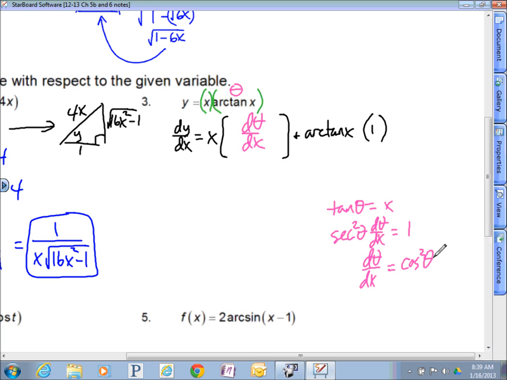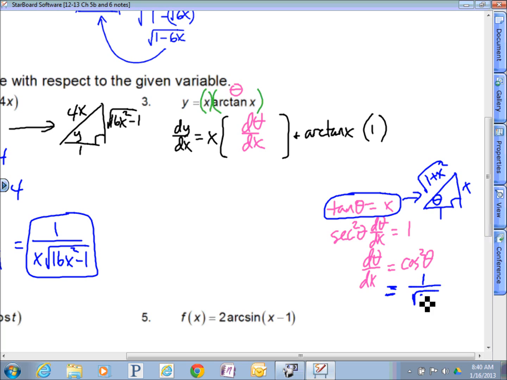Where will I get my reference triangle from? How about right here? Reference triangle. Tangent of theta is x. x, 1, hypotenuse would be the square root of 1 plus x squared. So I know what all my sides are. So now if that's the case, then the cosine of theta that we're going to square would be 1 over the square root of 1 plus x squared. And we're going to square that thing. So if I really want to know what the cosine squared of theta is, I'm looking at 1 over 1 plus x squared. That is your d theta dx.